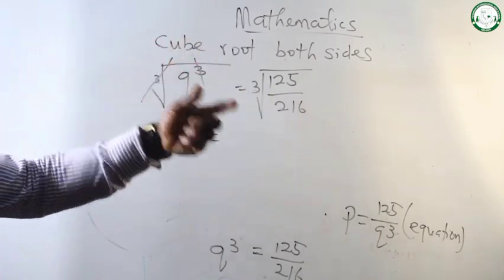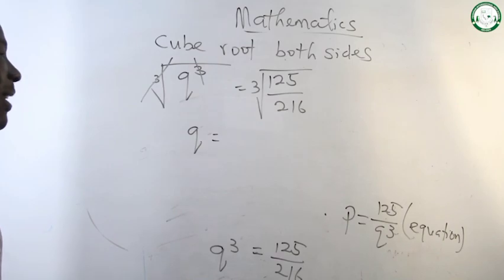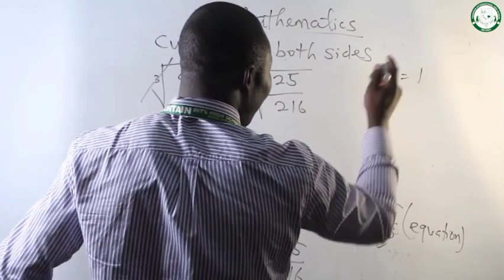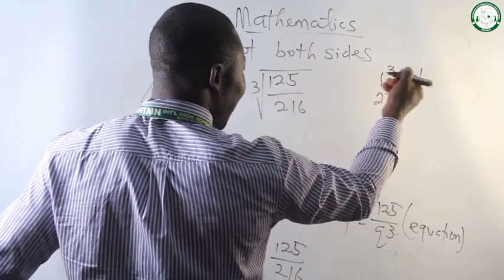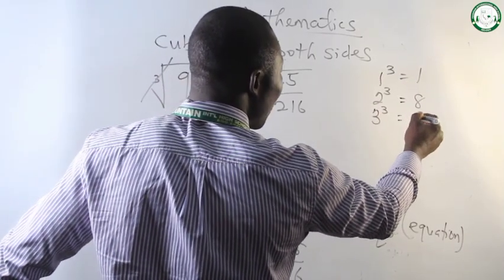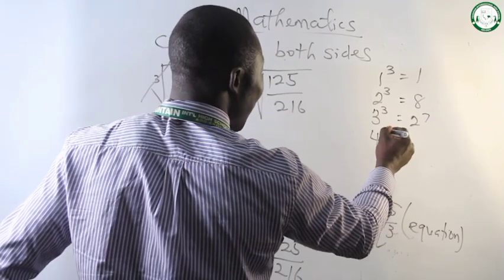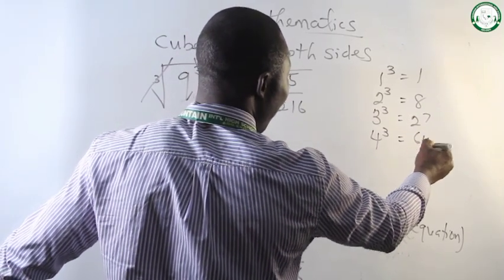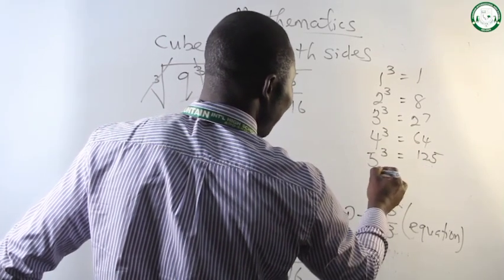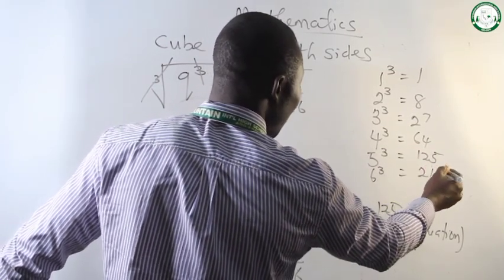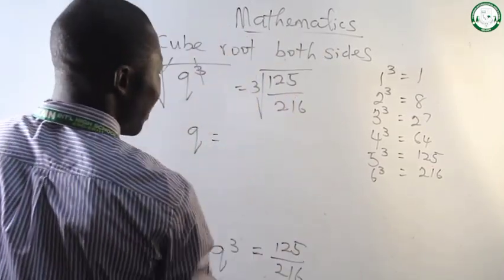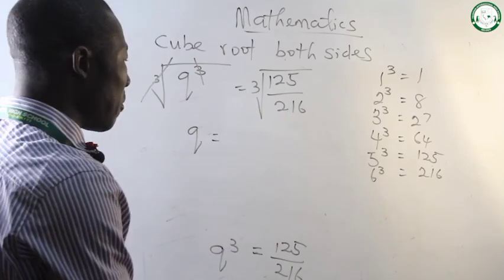You will agree with me that 1 raised to the power 3 will give me 1. 2 raised to the power 3, that's 2 in 3 places, will give me 8. 3 raised to the power 3 will give me 27. 4 raised to the power 3 will give me 64. 5 raised to the power 3 will give me 125. 6 raised to the power 3 will give me 216, and so on, down to 10. But since we've gotten what we are looking for, let me just stop here.